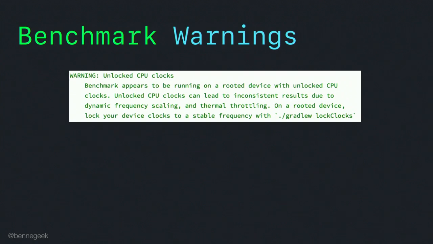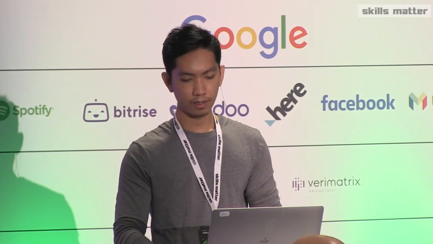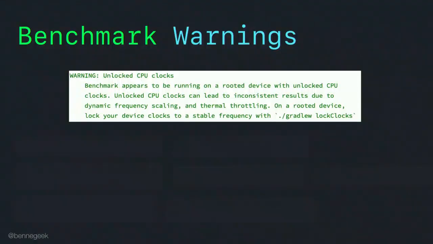So if you have a rooted device, again, it will lead to inconsistent results when you have the clocks unlocked. When you have a rooted device, you should really lock the clock so that you have the measurements consistent. Let's find all the warnings.